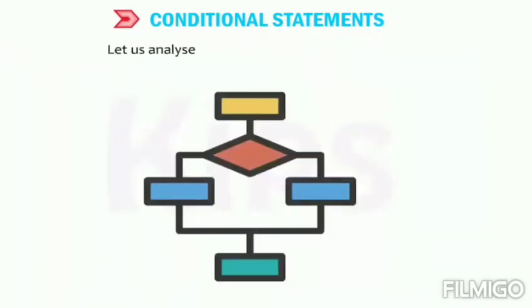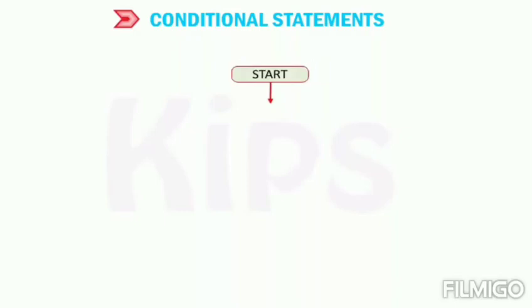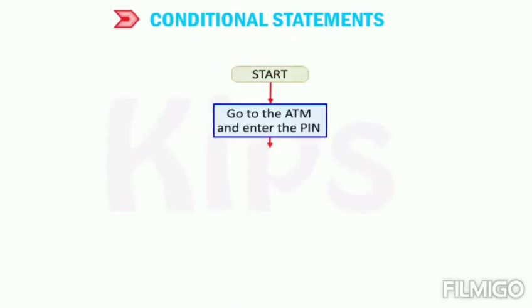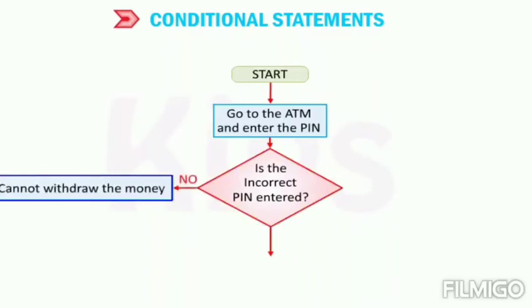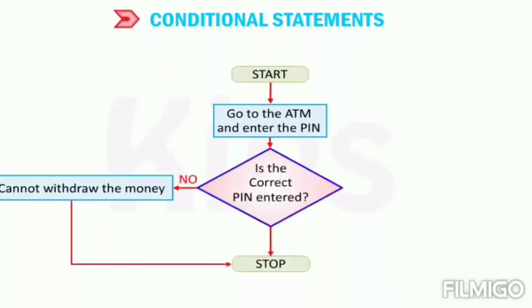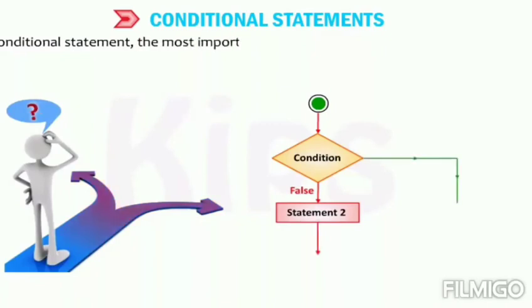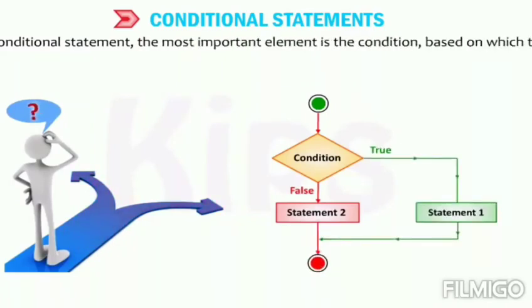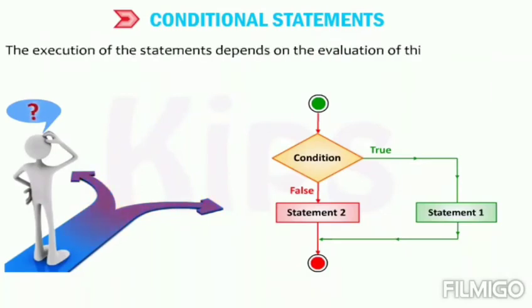Let us analyze it with the help of a flow chart. A flow chart is a pictorial representation of the flow of steps or a procedure to solve a problem. Start. Go to the ATM and enter the PIN. Is the incorrect PIN entered? No. Cannot withdraw the money. Stop. Is the correct PIN entered? Yes. Withdraw the money. Stop. In the conditional statement, the most important element is the condition, based on which the decision is made. The execution of the statements depends on the evaluation of this condition.